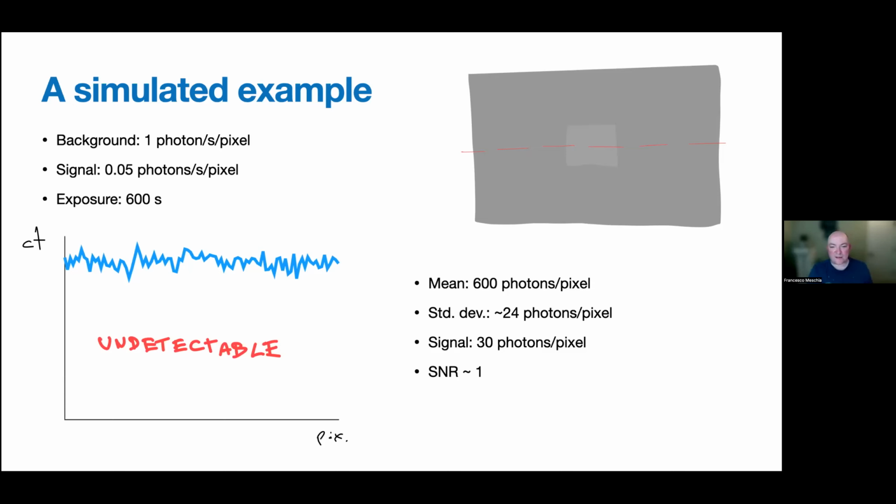At the end of a 600 second exposure, the mean number of photons counted is going to be 600 per pixel. The standard deviation associated with that will be 24 photons. So from one pixel to the next, I can expect 66% of the time a difference of less than 24 photons. And the signal is only 30 photons per pixel. So the signal to noise ratio is almost 1. In the chart on the lower left, I have plotted the count of photons in each pixel along the dashed line. And I don't see the object. I don't see any difference that makes me think, oh yeah, this is the brighter part of this object. It's virtually, to my eye at least, undetectable.